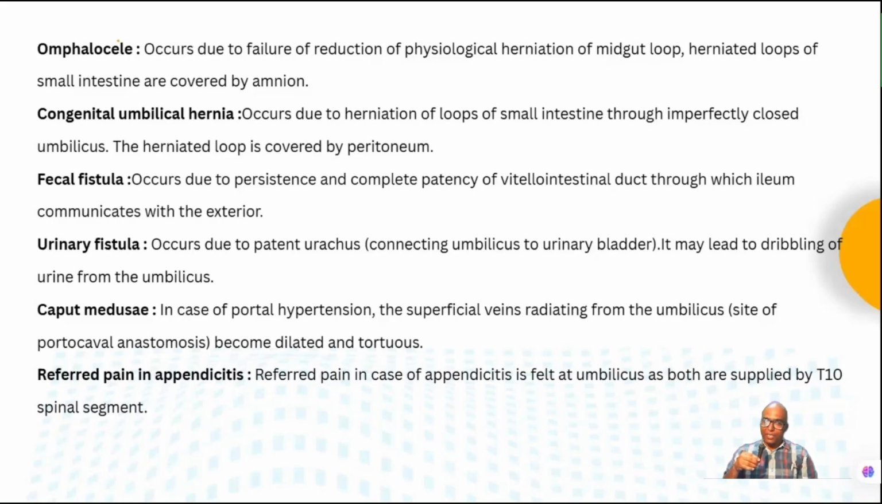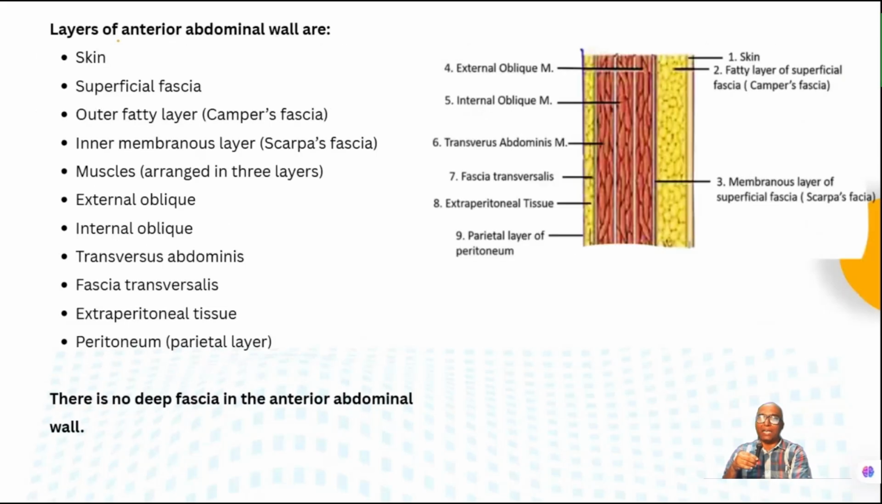Then there can be caput medusae. In case of portal hypertension, the superficial veins radiating from the umbilicus, that is the site of portacaval anastomosis, become dilated and tortuous. Then referred pain in appendicitis. Referred pain in case of appendicitis is felt at the level of the umbilicus, as both are supplied by the T10 spinal segment. So the appendix as well as the umbilical area is supplied by the T10 spinal segment.